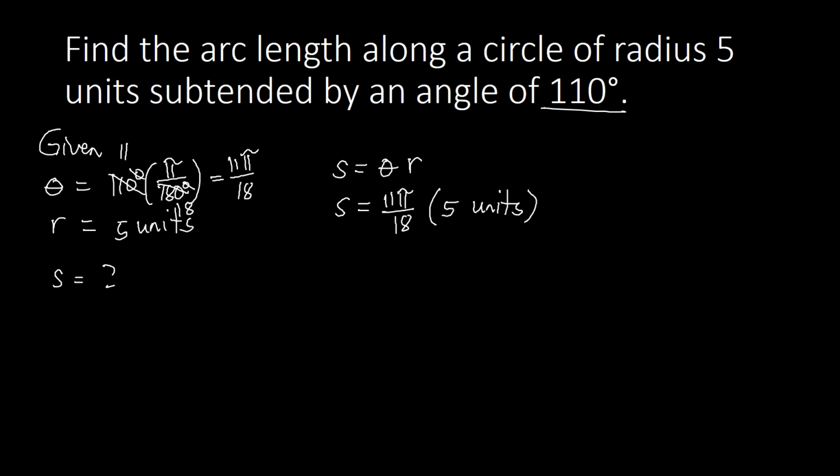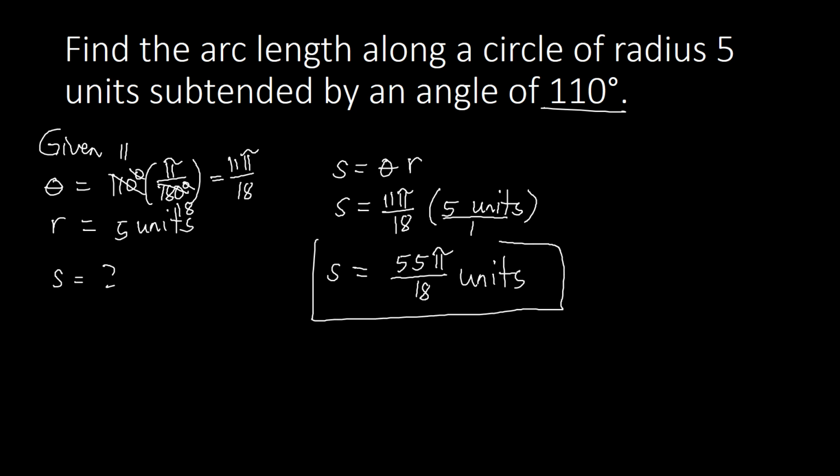Since we cannot cancel anything between the denominator and the numerator, and this 5 is understood with 1 as the denominator, all we have to do is simply multiply numerator to numerator. 11 pi times 5 will be 55 pi, and we have 18 times 1, which is 18. And the unit here is still in terms of units. So we have our arc length, 55 pi over 18 units.